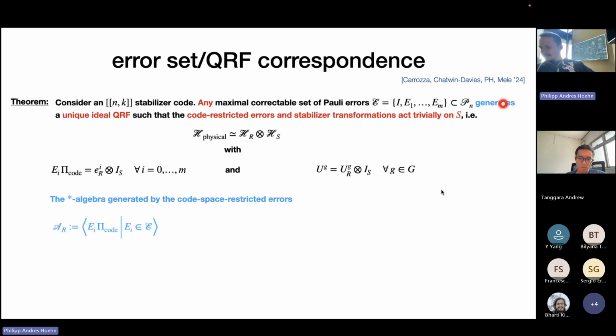And what do I mean by generates here? What I mean is that if I look at the star algebra, which means an algebra that's not only closed under linear addition and multiplication, but also under conjugation, so under dagger relations, generated by these code space restricted errors, then you can prove that it is isomorphic to the set of operators on an n minus k qubit Hilbert space. This Hilbert space we're going to identify with this H_R here.